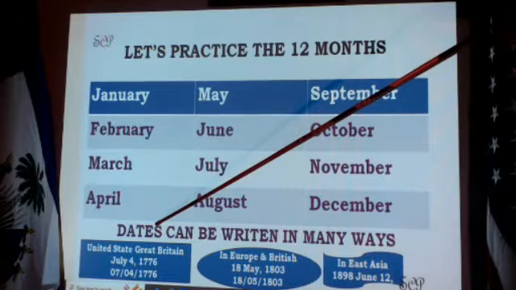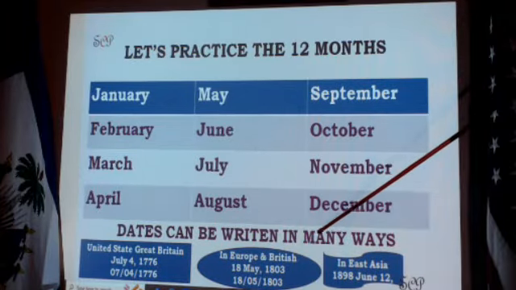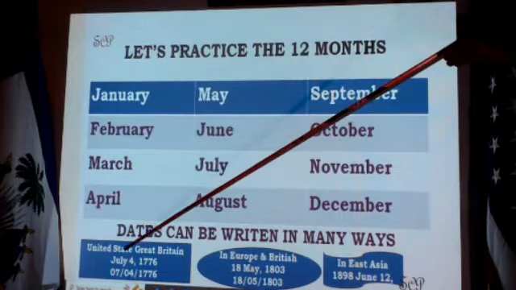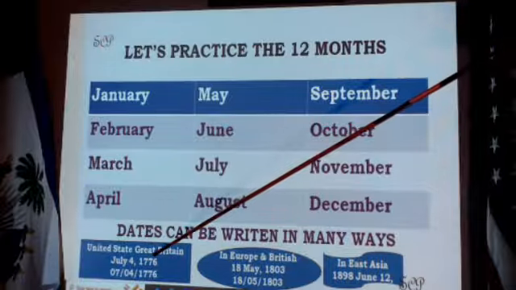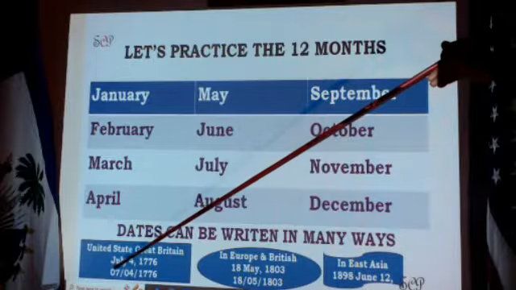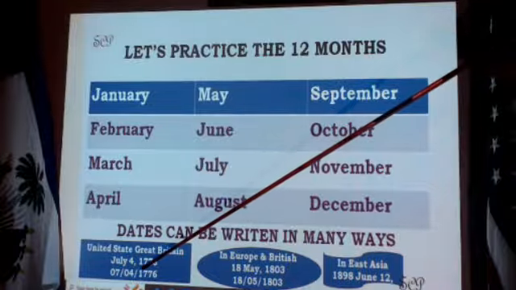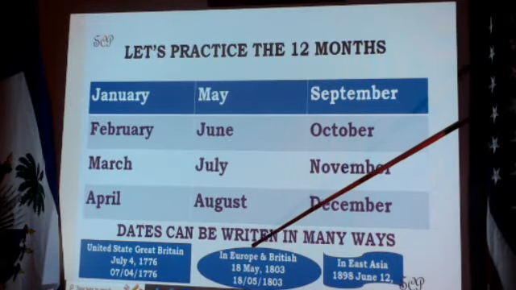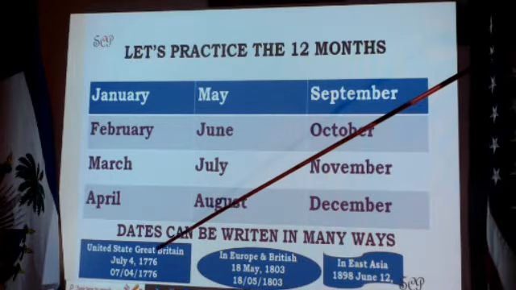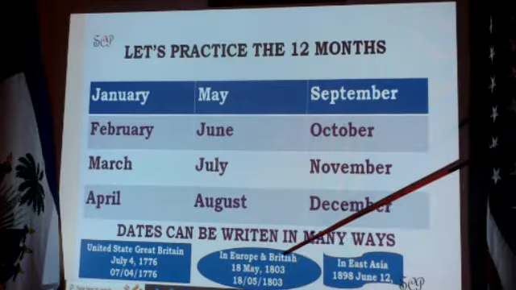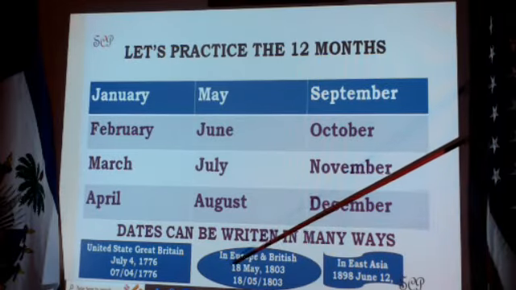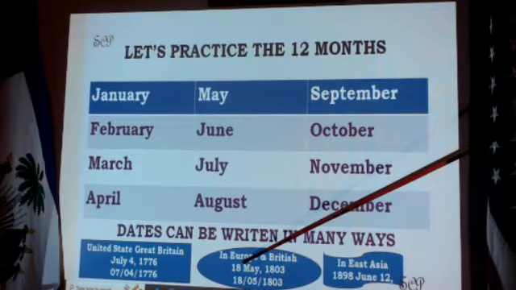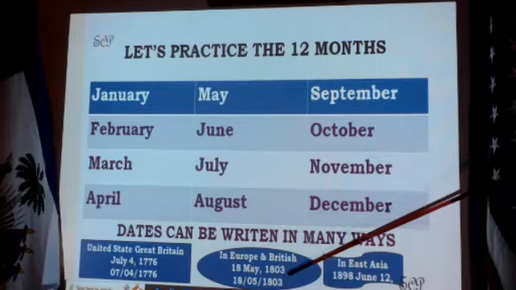Now there is something you need to understand. Dates can be written in many ways. In the United States, July 4th, 1776 can be written like that, 07-04-1776. In Europe and Great Britain, they write the day first, then the month, and the year: 18 May 1803.